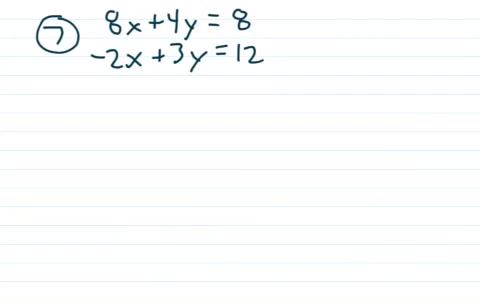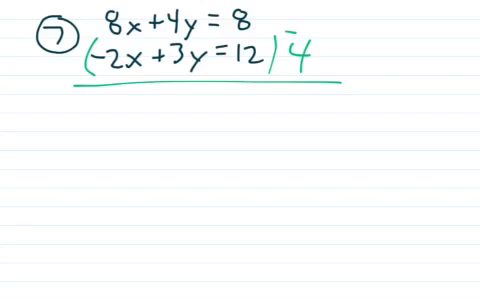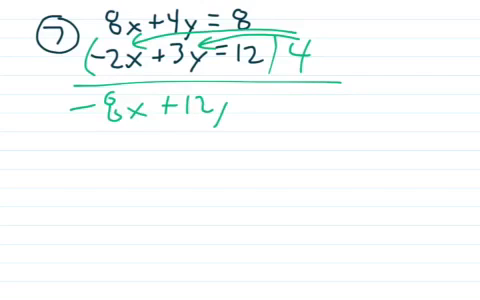Okay, this was problem 7 from today's worksheet. And I'm going to speed things up a little bit here. Hopefully, you understand why I'm going to multiply this by 4. Okay, so let's see here. I'm going to get negative 8x. I'm going to get plus 12y. That's going to equal 48. 4 times 12 is 48.